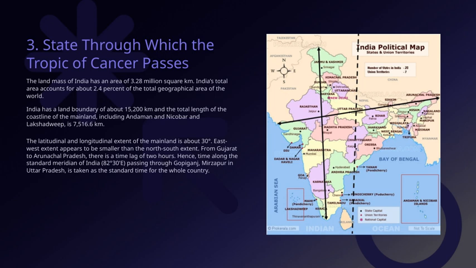This difference becomes quite noticeable when you consider the time zones. For example, there's a 2-hour time difference between Gujarat in the west and Arunachal Pradesh in the east. To manage this, India uses a single standard time based on the 82 degrees 30 east longitude, which passes through Gopiganj in Uttar Pradesh. This is the standard meridian for our country, and it helps us maintain a uniform time across the entire nation, despite the vast longitudinal spread.